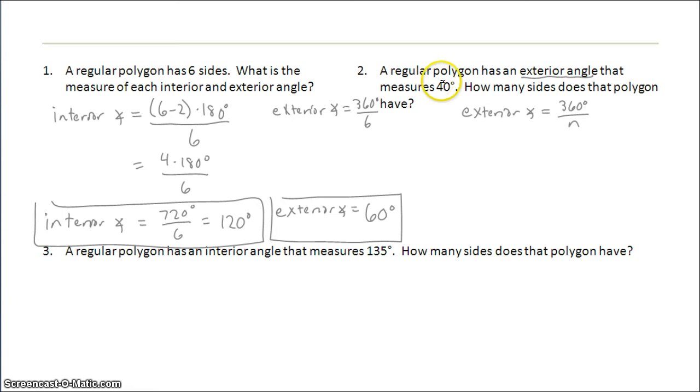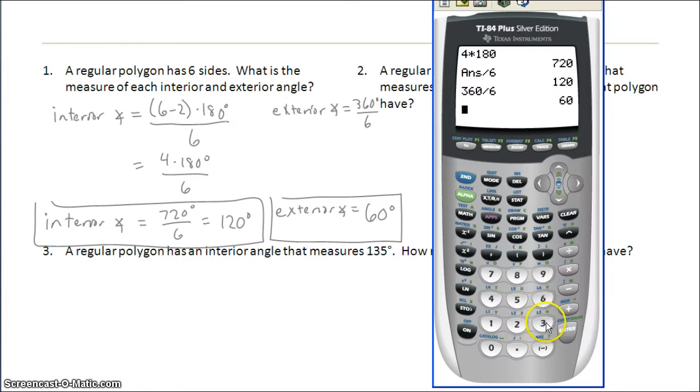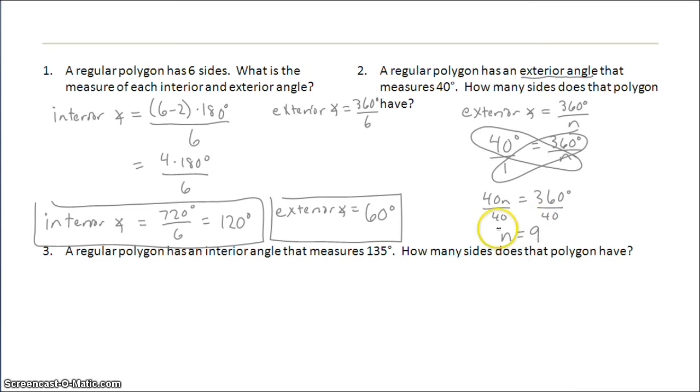And I'm going to plug in what I know. I know that my exterior angle is 40 degrees. The piece that I don't know is n, the number of sides. So I have this equation where I need to solve for n. And in order to solve for n, I'm going to cross multiply. So I have 40n equals 360 degrees. Divide by 40, divide by 40, n equals 360 divided by 40, which is 9. So my polygon that has a 40-degree exterior angle is a nonagon. It has 9 sides.